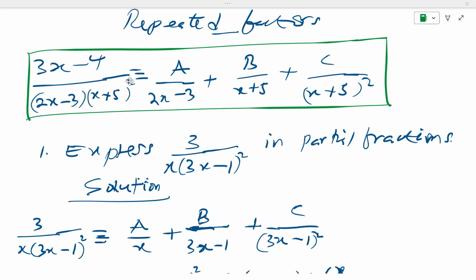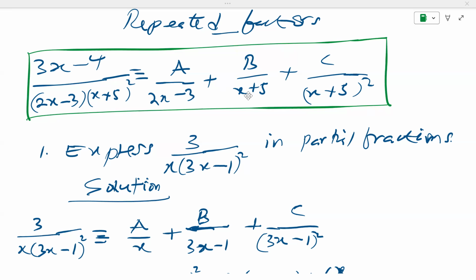The power can be 2, 3, 4, 5, and so on. And so when we have a rational function of this nature, then we can express it in partial fractions this way. So A on 2x minus 3 from here, and because this is repeated, B on x plus 5, and then C on x plus 5 squared. In case this is power 3, then we can extend it to plus D on x plus 5 cubed, and so on. So look at how we capture it when the factors are repeated, in the rectangular green box. Look at it carefully and register it. Align yourself with the process.